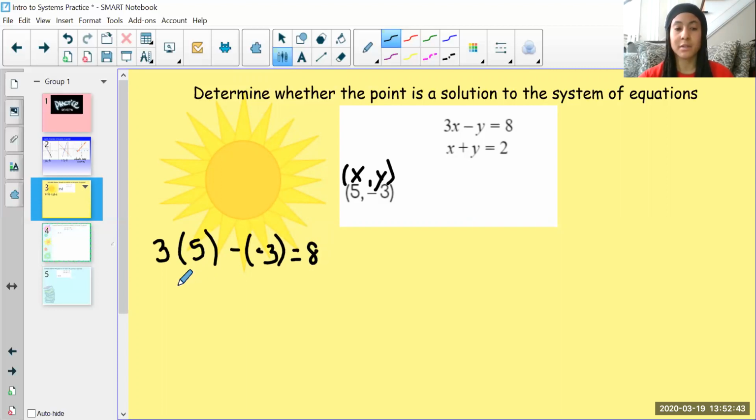3 times 5 is 15. Minus -3 is a +3. Does it equal 8? 15 plus 3 is 18. And does 18 equal 8? I don't think so. So does it mean that we need to go any further? No, we do not have to go any further, because since it does not satisfy our first equation, it doesn't matter if it satisfies our second equation.